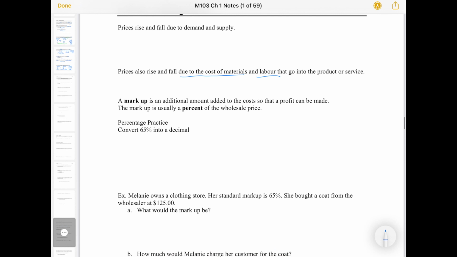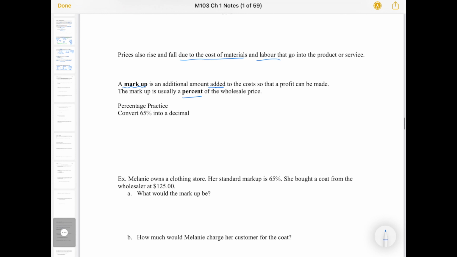So a markup is an additional amount that's added to the costs so that a profit can be made, right? So if it's going to cost you $10 to produce an item, you can't sell it for $10. You're not going to make a profit. That's not sustainable. You might need to sell it for $12, maybe 15, maybe 20, depending on those profit margins and how much you're going to mark it up. So the markup is usually a percent of the wholesale price.